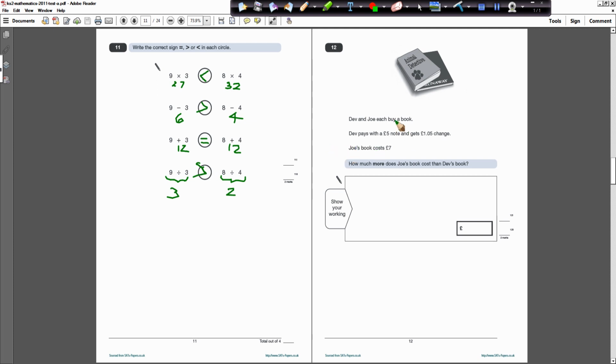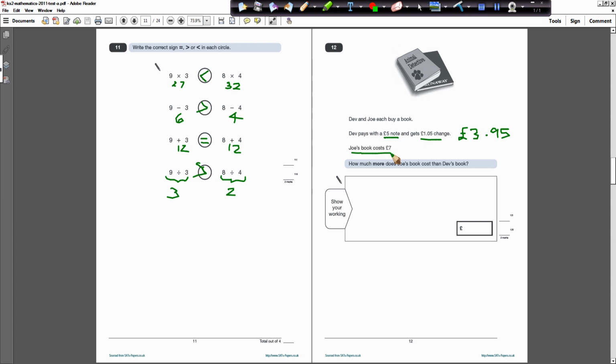Question number 12. Dev and Joe each buy a book. Dev pays with a £5 note and gets £1.05 change. So how much does the book cost him? Not £4, £3.95. Yeah? Because you do £5, take away £1 is £4. Take away another 5p gives us £3.95. So we know straight away that he paid £3.95.